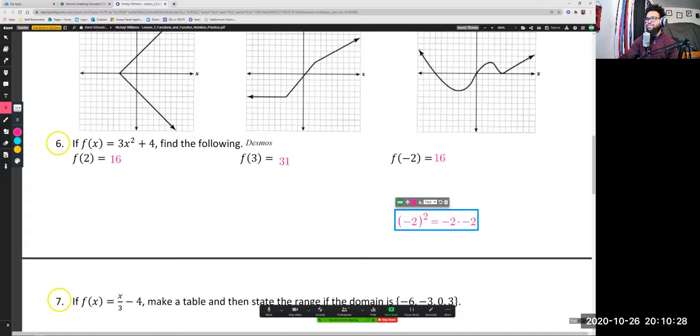So this says negative 2 to the power of 2. So we're going to multiply that negative 2 two times. And a negative times a negative is a positive, and that's how we ended up with the same positive 16. Okay, that's how we did that one.